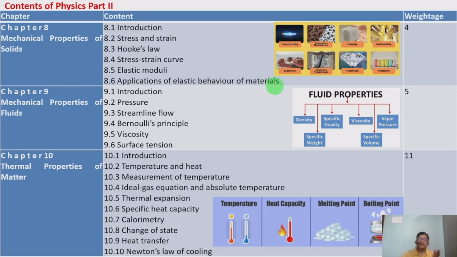The elastic behavior of the materials is also important. Just like a rubber, when you stretch it, it elongates, and later when we leave it, it contracts, and that is called elastic behavior of materials, and those are used for different applications that we will study here, and it has a weightage of 4 marks.